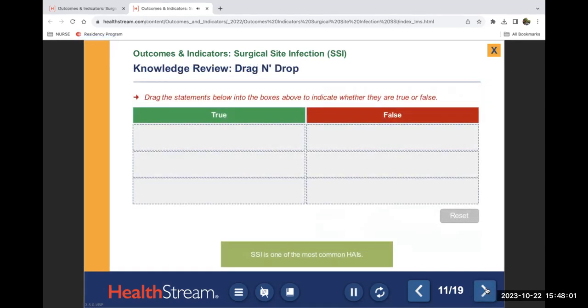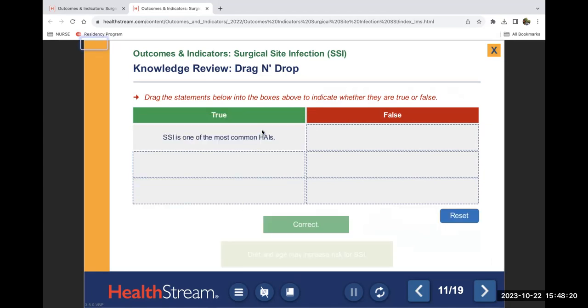Drag the statements below into the boxes to indicate whether they are true or false. SSI, or surgical site infection, is one of the most common HAIs, hospital-acquired infections. Maybe. Okay. Diet and age may increase risk for surgical site infection. Diet and age.